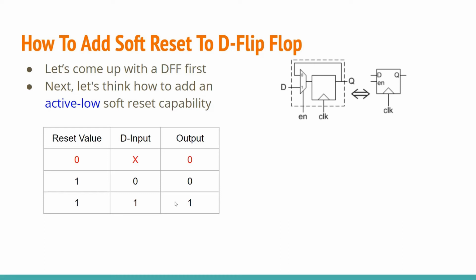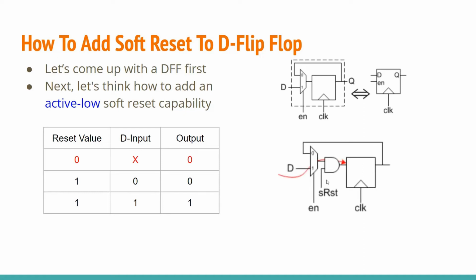Okay, so now that we know that, you can maybe pause the video and try to modify this D flip-flop circuit to add an active low reset. So this is essentially how you would do it, right? It's a pretty straightforward way of doing it.